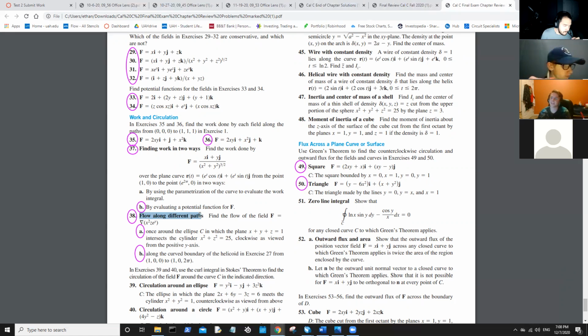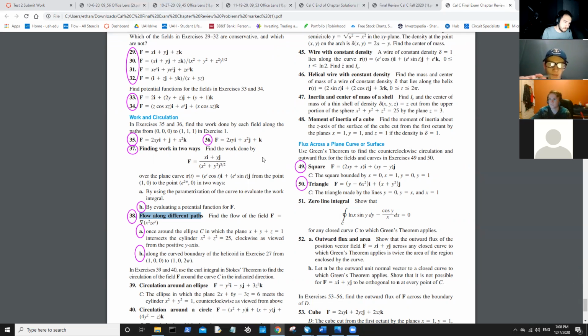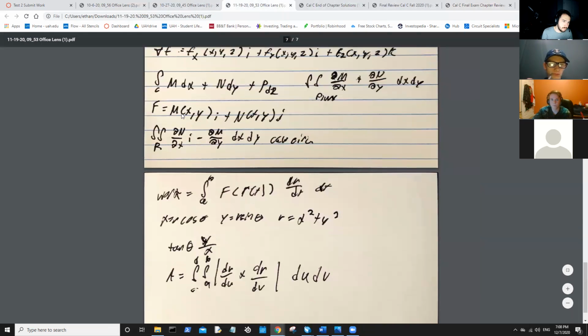Wait, you're not Ethan. You're not civil. You don't have to know this. Circulation is flow, doesn't matter. Equals work equals dN/dx minus dM/dy. And then flux is dM/dx plus dN/dy. Wish I could have him as a note card. This.